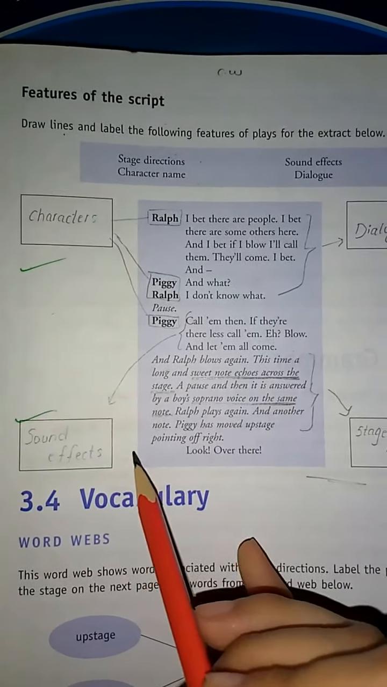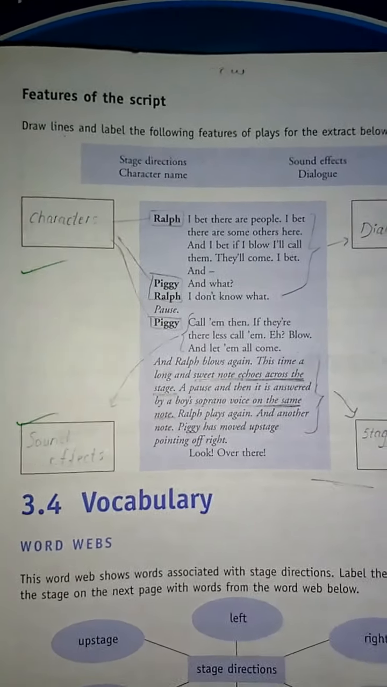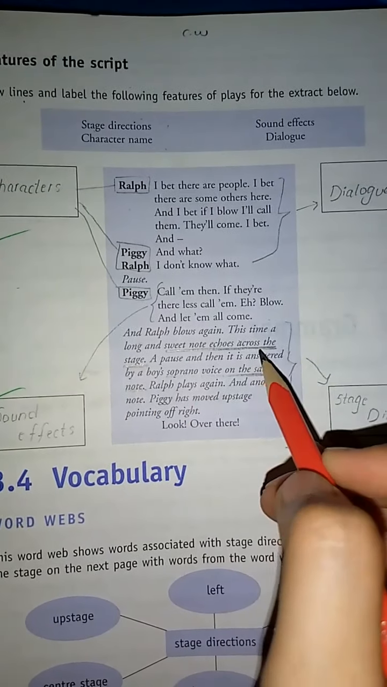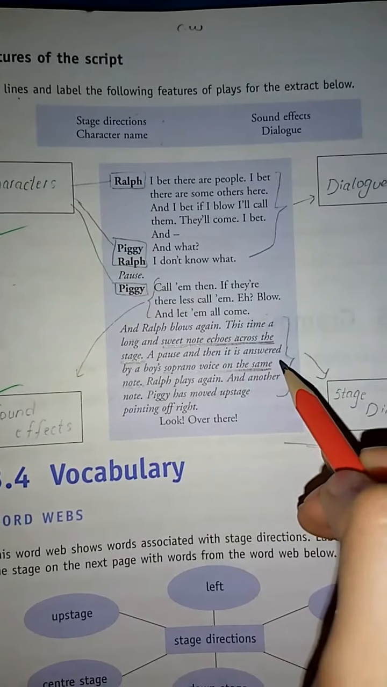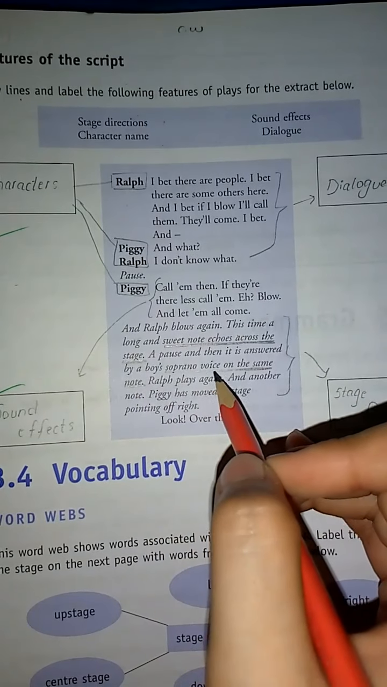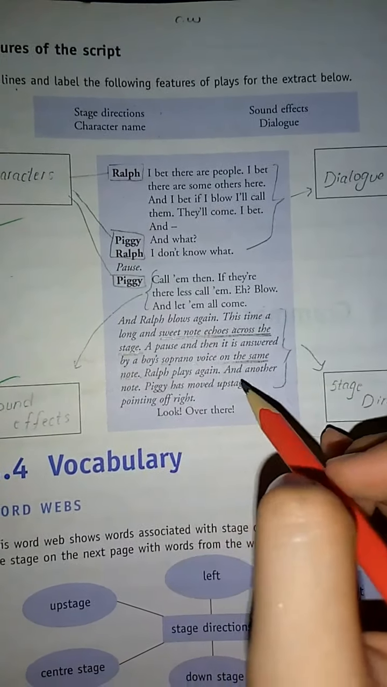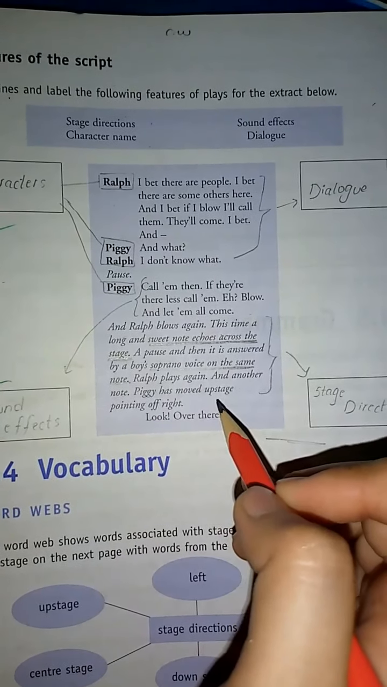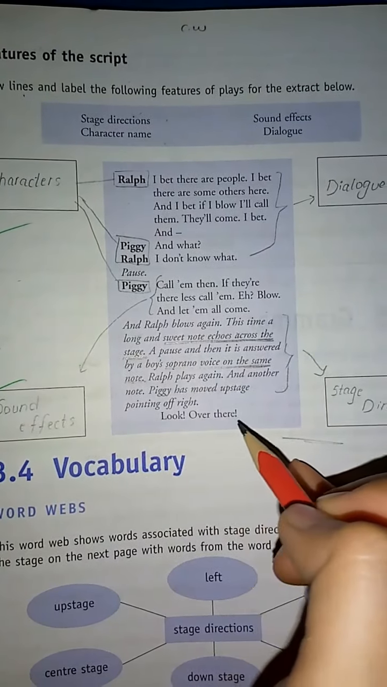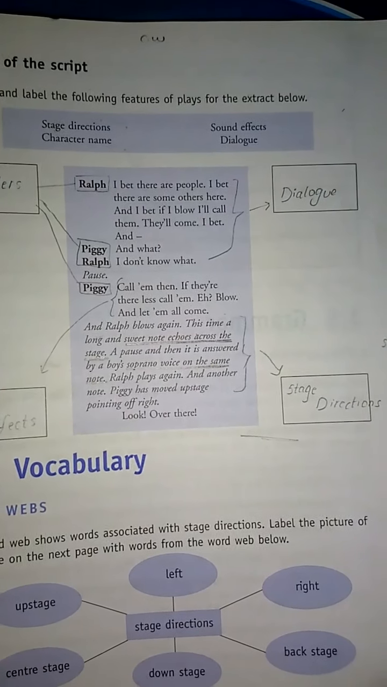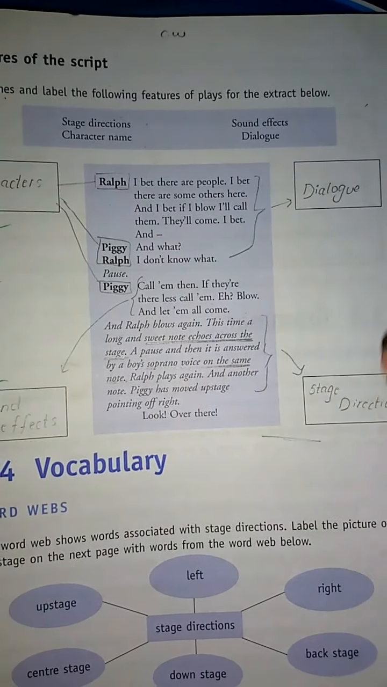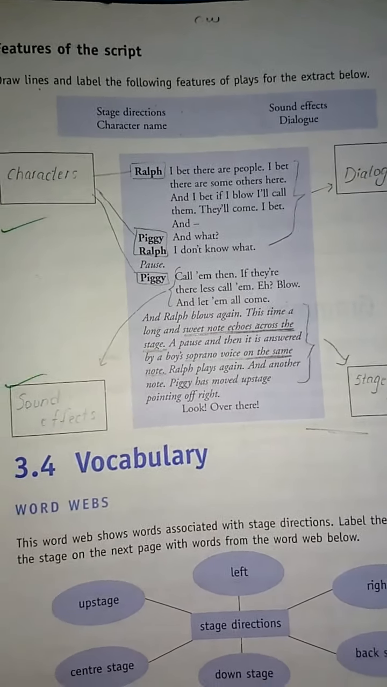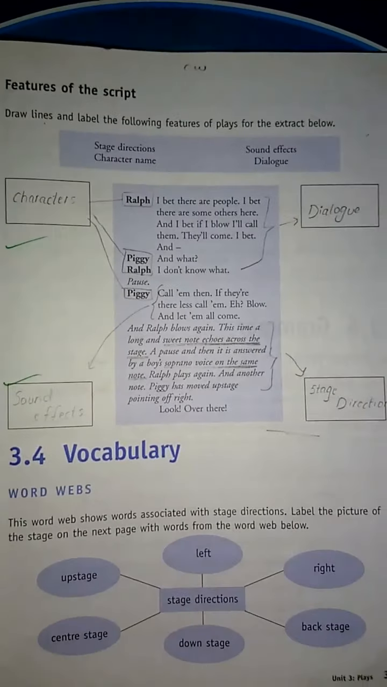This was the sound effects, that is, how he pronounces the words. Then, "And Ralph blows again, this time a long and sweet note. He goes across the stage, a pause, and then it is answered by a voice, piano voice, on the same note. Ralph plays again, and the other note. Piggy has moved up stage, pointing off right. Look over there." These were the stage directions. They were sitting like this or standing like this. So you people do this.